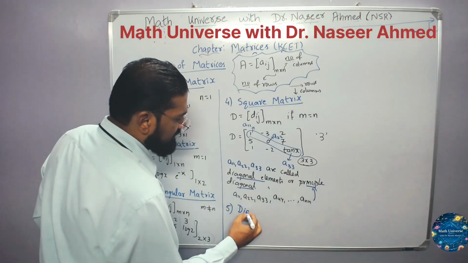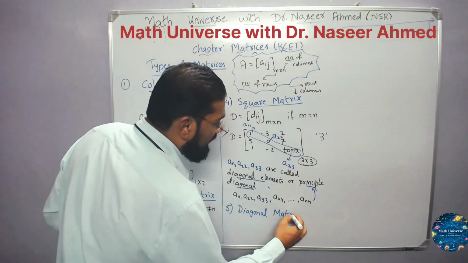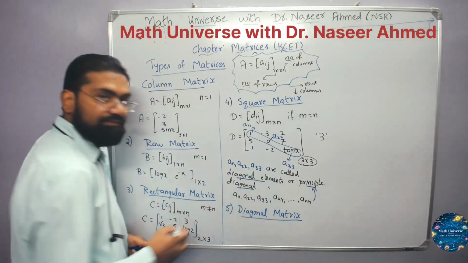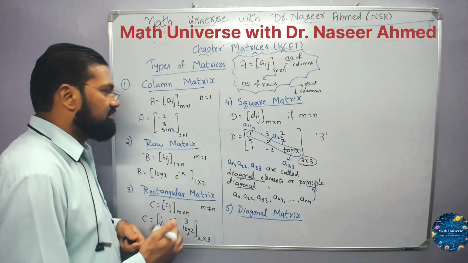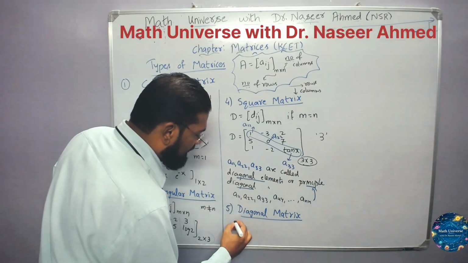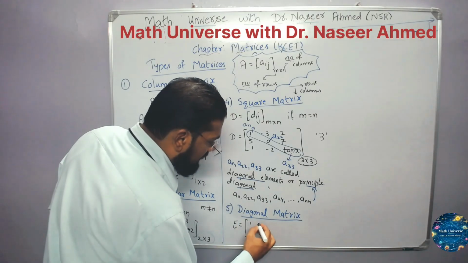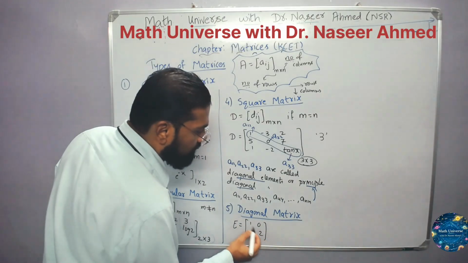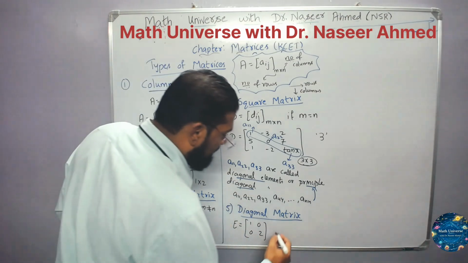Diagonal matrix. What is a diagonal matrix? It is a square matrix in which non-diagonal elements are zeros. For example, see carefully here: 1, 2. Here you see the diagonal elements are 1 and 2. The non-diagonal elements, both should be 0. I can have one more example.